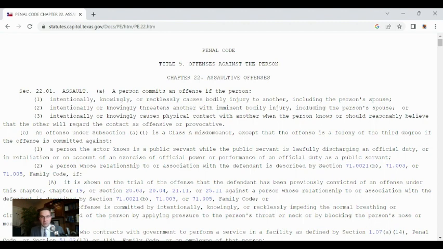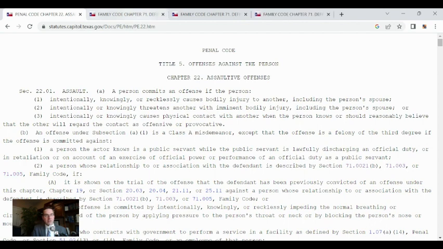There's just this enhancement provision for the punishment range for a bodily injury case. It says an offense that involves bodily injury is a third degree if it is committed against a person whose relationship or association with the defendant is described by Section 71.021, 71.003, and 71.005 of the Family Code. Okay, so let's take a look at those, and that'll explain what family violence is.